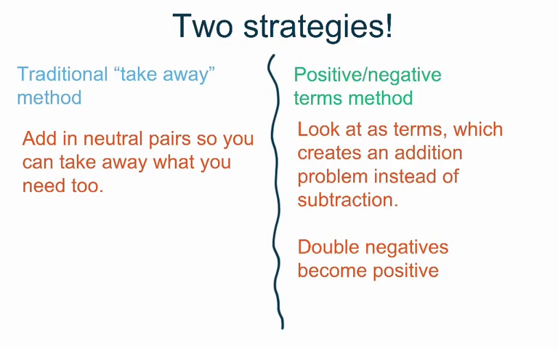For our positive negative terms method, we look at terms, and again, terms are the parts of an expression separated by addition or subtraction, which creates an addition problem instead of subtraction, because if we're just putting these terms together, we're putting together instead of taking away. Putting together is addition. And a big thing that we always have to remember is that double negatives become positive. So if you have negative negative, that's actually going to become a positive term.